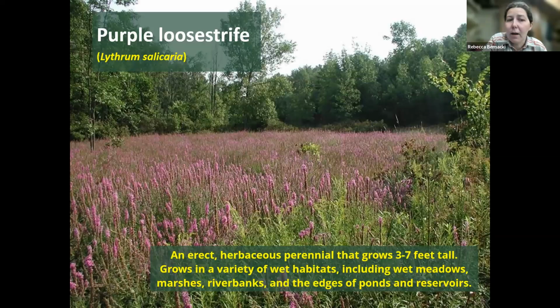The next species that we're going to talk about today is purple loosestrife. This is an erect herbaceous perennial plant. It can grow from about 3 to 7 feet tall. It can grow in a variety of wet habitats, including wet meadows, marshes, riverbanks, edges of ponds and reservoirs. And it's a very, very common roadside invasive species that we see in ditches.